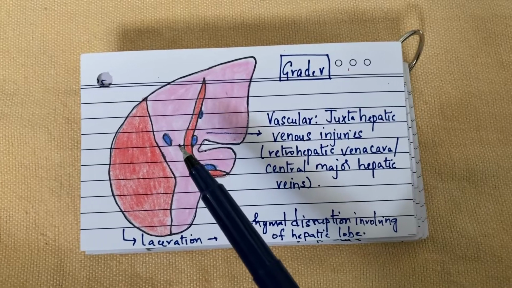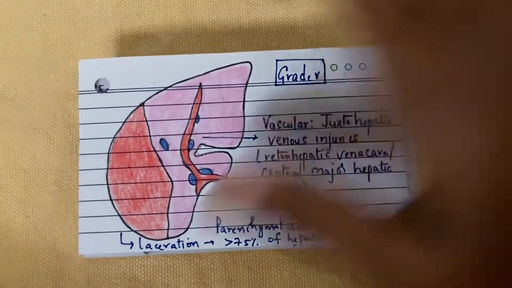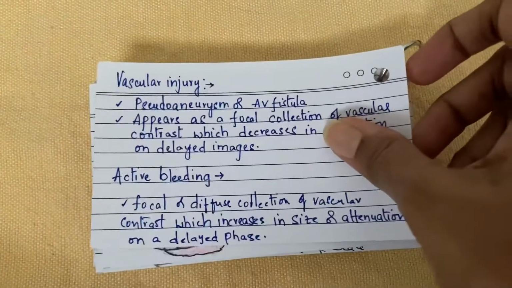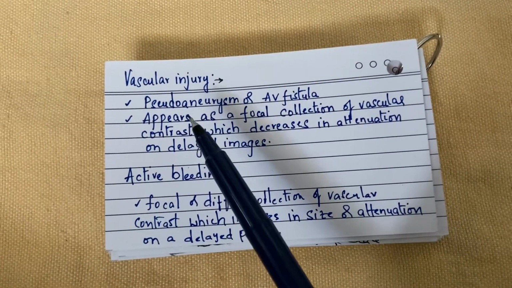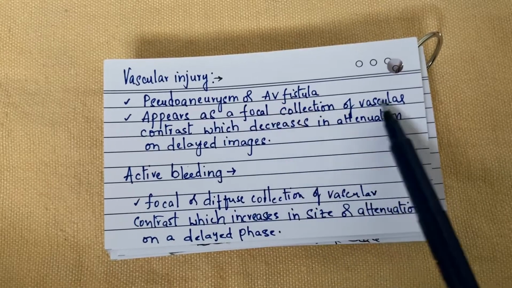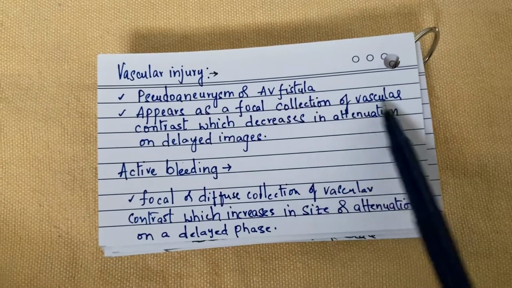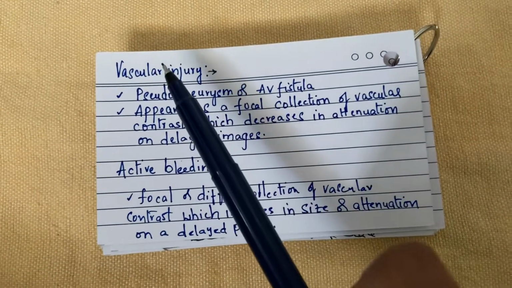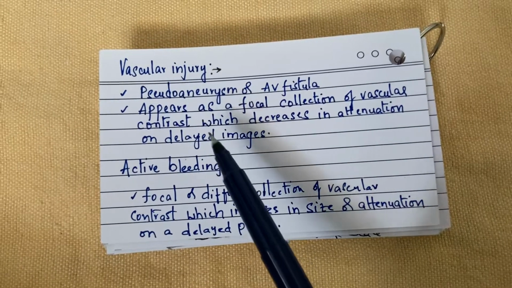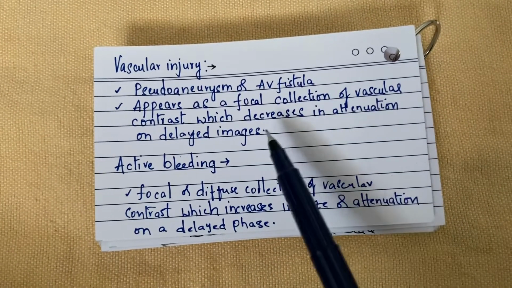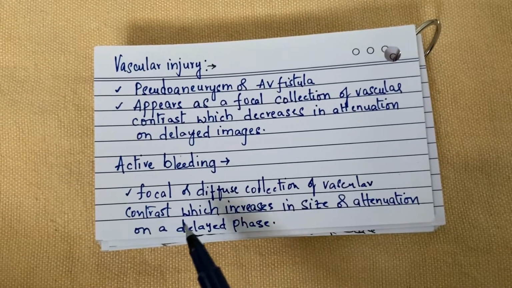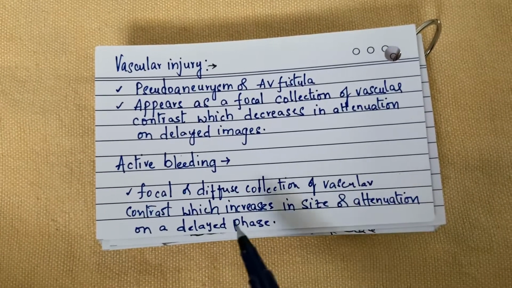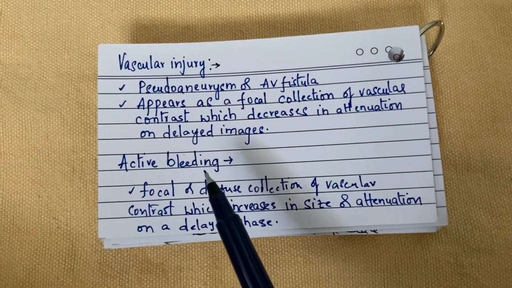This is grade 5. Normally, just remember, if there is any vascular injury, like pseudoaneurysm or AV fistula, on contrast enhanced images it appears as a focal collection of vascular contrast. It decreases in attenuation on delayed images. If it is a vascular injury, it decreases in attenuation on delayed images. Even active bleeding will be a focal or diffuse collection of vascular contrast, which increases in size or attenuation on delayed images. This is active bleeding.